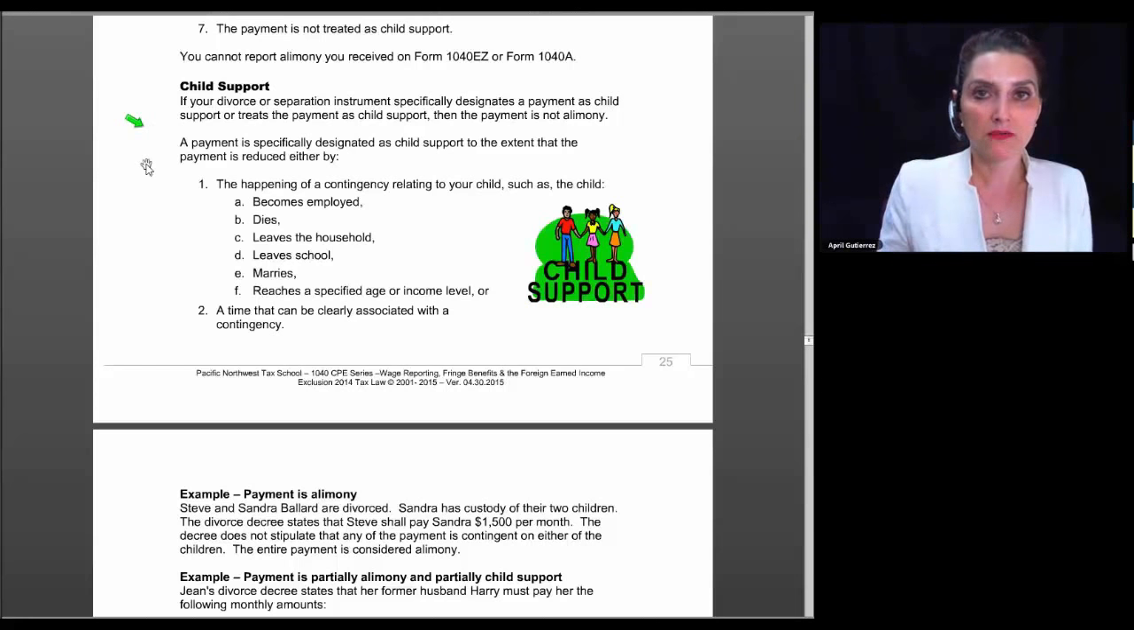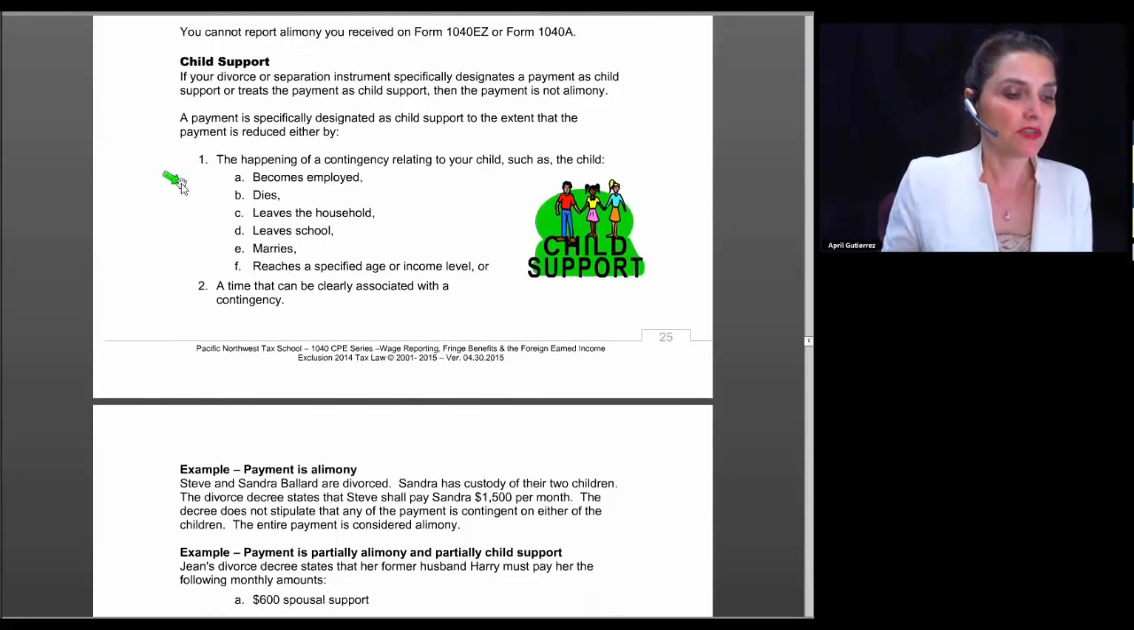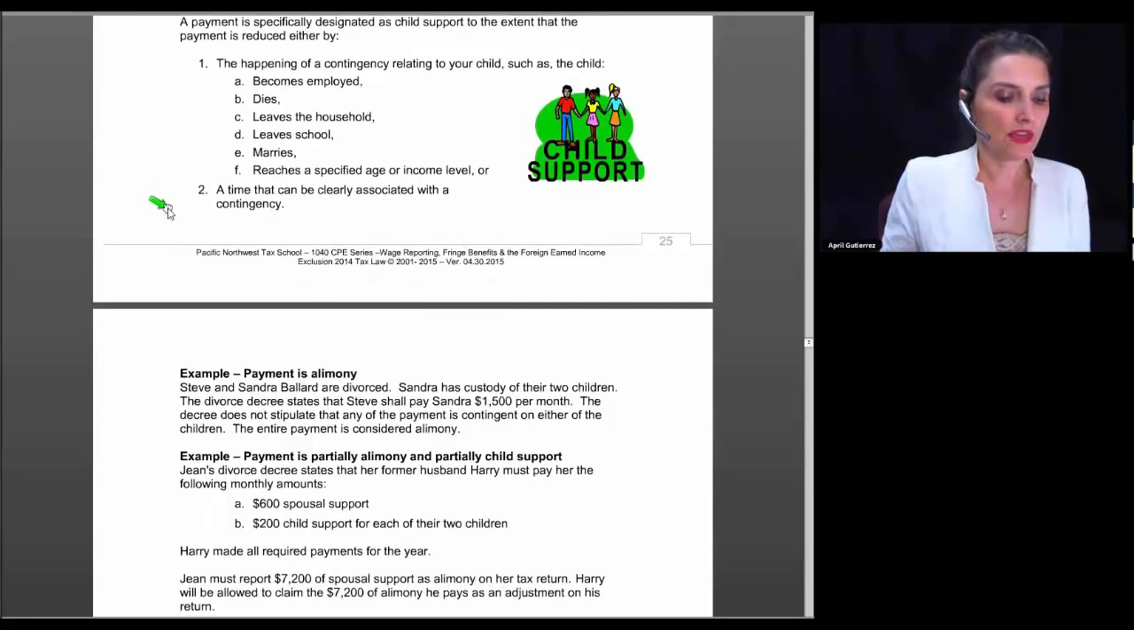So you need to be on the lookout for when someone is trying to claim a deduction for child support and calling it alimony, or maybe someone's receiving child support and wonders if it's taxable. Then it boils down to, is the payment child support or is it alimony? Now, a payment is specifically designated as child support to the extent that the payment is reduced either by the happening of a contingency relating to the child, such as the child becomes employed, dies, leaves the household, leaves school, marries, or reaches a specified income level or age, or at a time that can be clearly associated with a contingency.